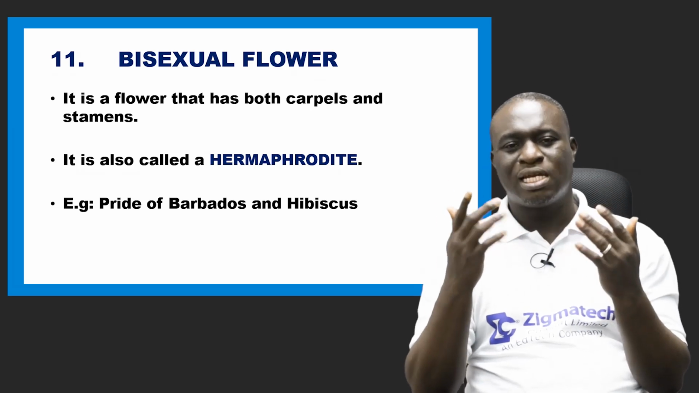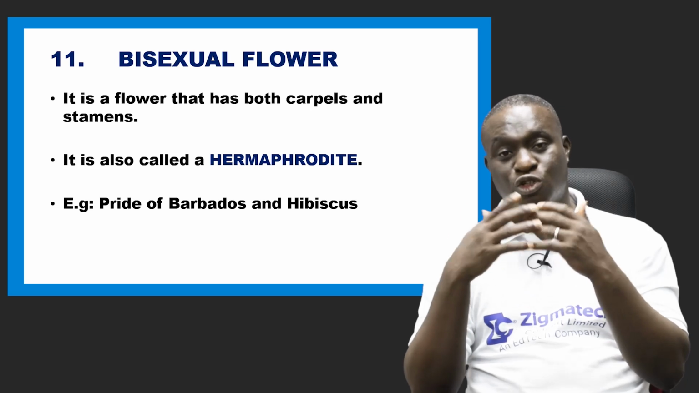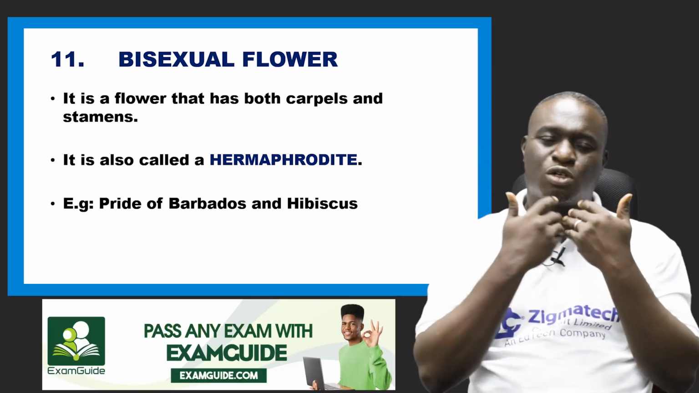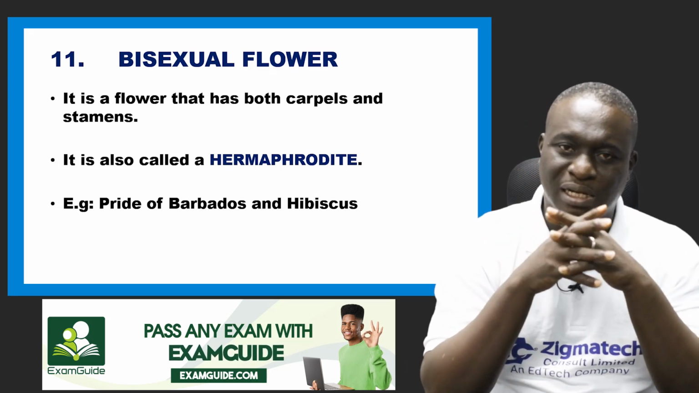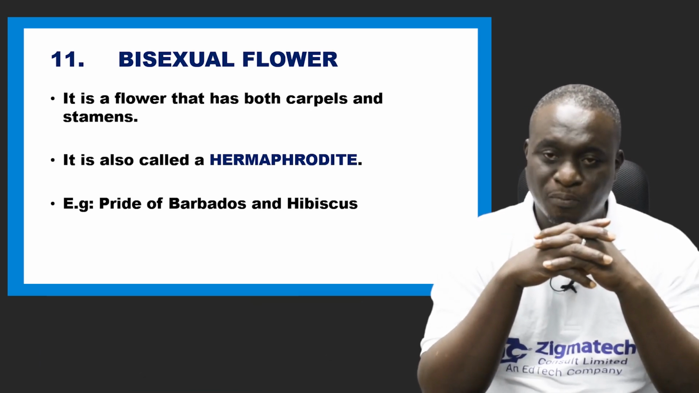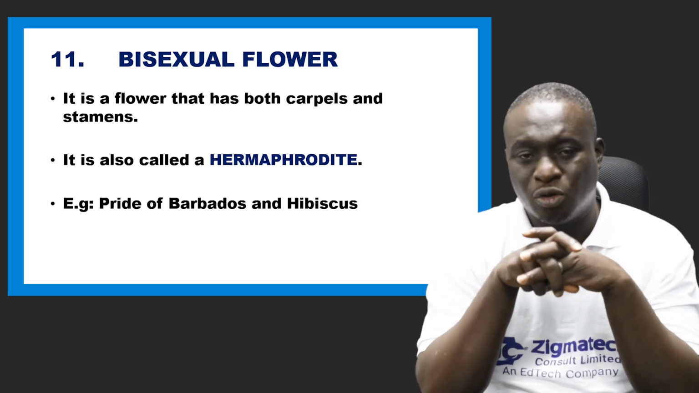In terms of humans, any human or animal that is bisexual is also referred to as a hermaphrodite. That means that particular animal has both male and female reproductive systems in one particular organism. An example of a bisexual flower is Pride of Barbados.